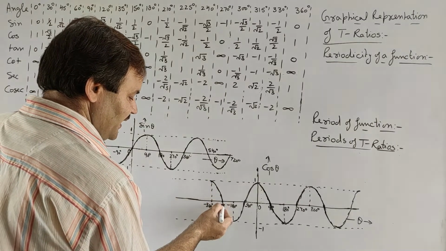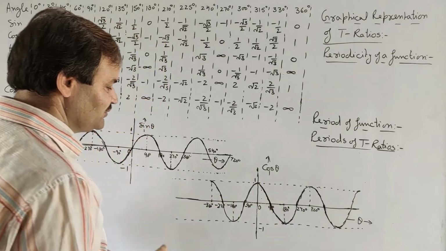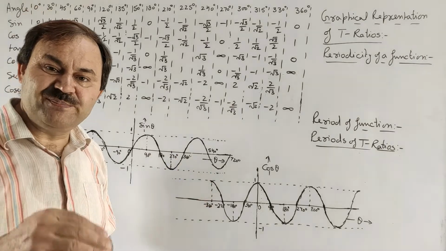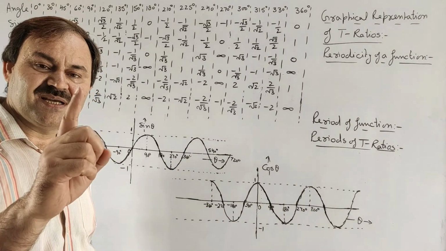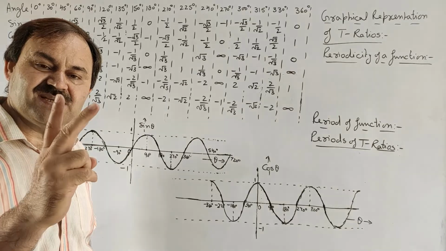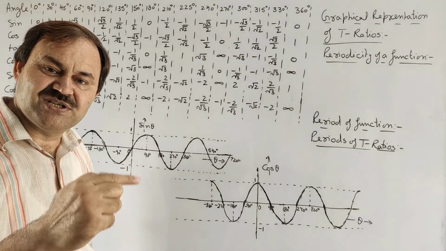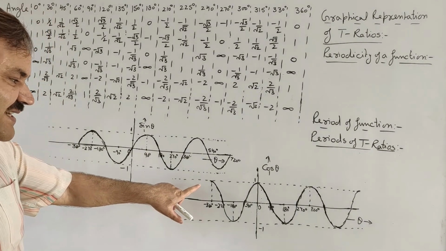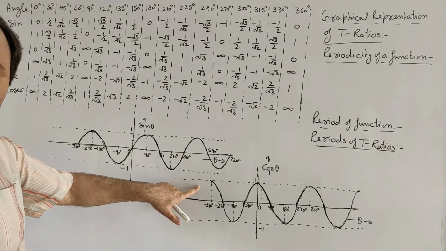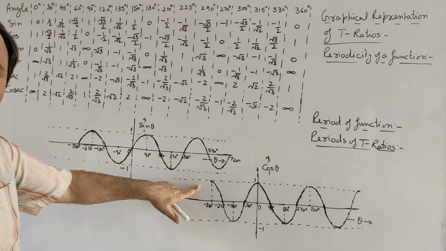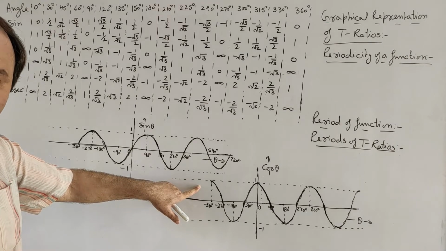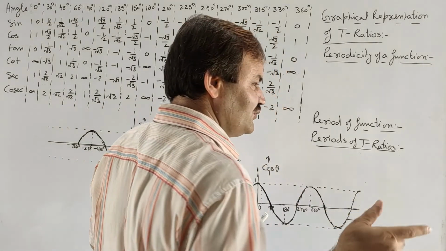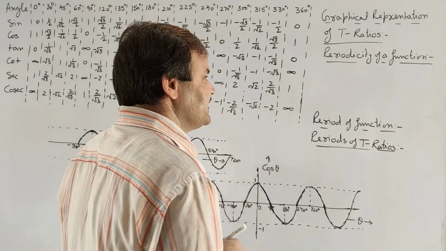And these curves show that the values of sin theta or cos theta repeat themselves after a complete rotation, means when the angle changes from 0 to 2 pi radian. So we may say that sin theta and cos theta repeat their value after a complete rotation. It means after every angle of 2 pi radian or 360 degree.